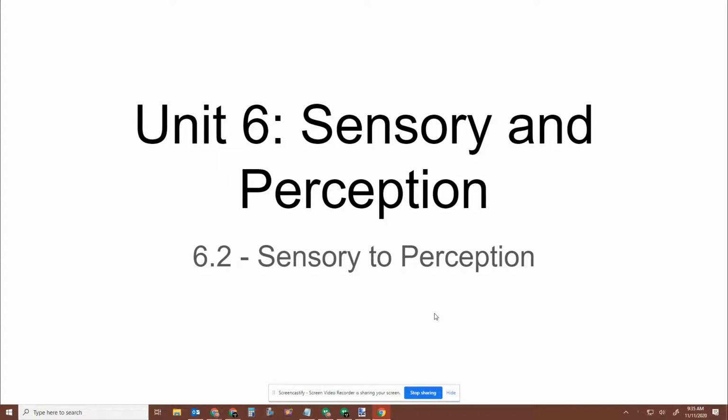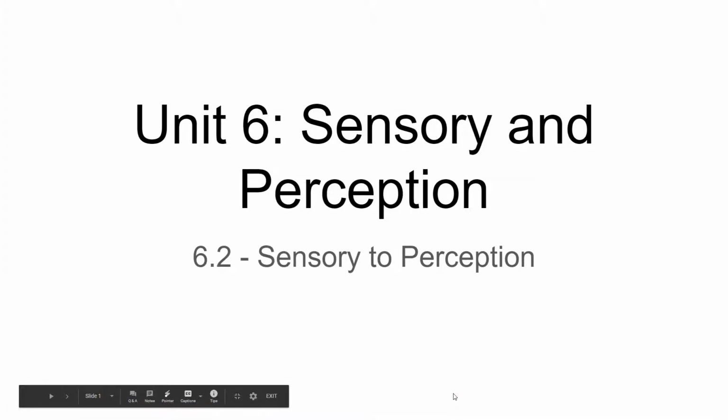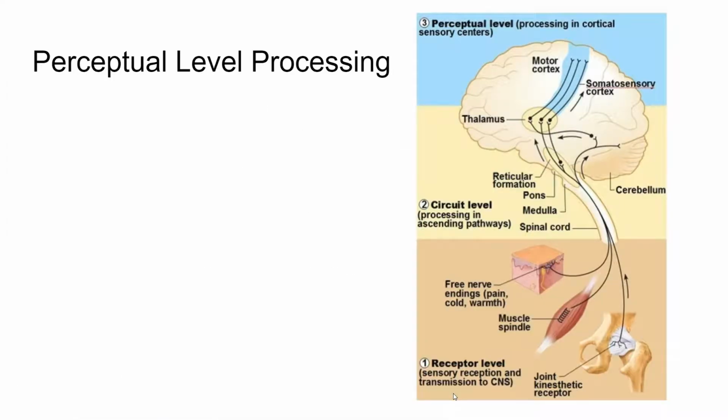All right, in this video, we'll be looking at perception and this idea of what it means to perceive something. So yesterday, in the last video, we talked about reception and then circuit level processing, just sending that message to the brain essentially. And now we're going to look at what the brain does with that. Perception at its basic idea is just interpretation of sensory input. And the interpretation of that sensory input depends on which part of the brain it goes to.